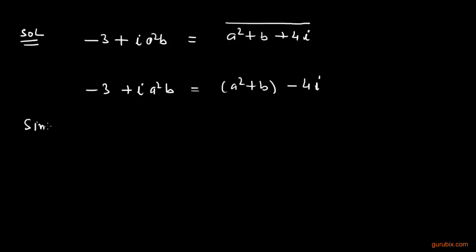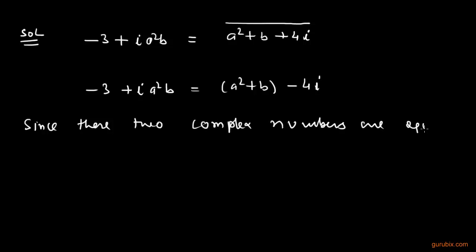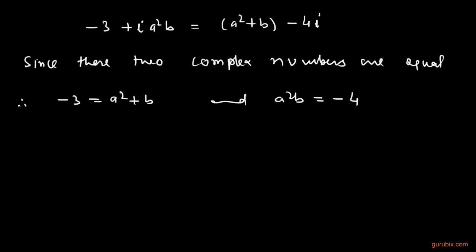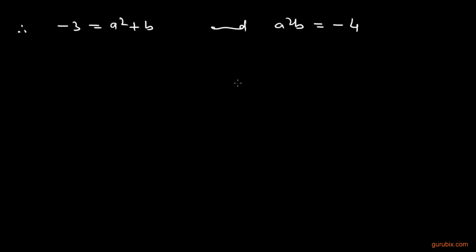Since these two complex numbers are equal, therefore negative 3 will be equal to a square plus b, and a square b will be equal to negative 4. So these are two equations. We have to solve them for a and b.